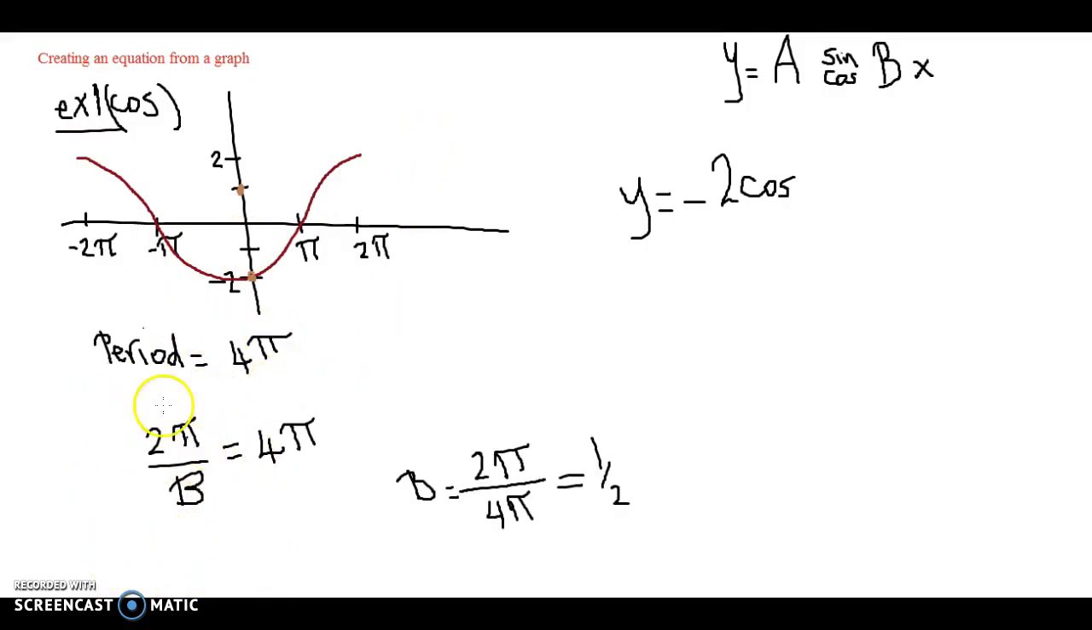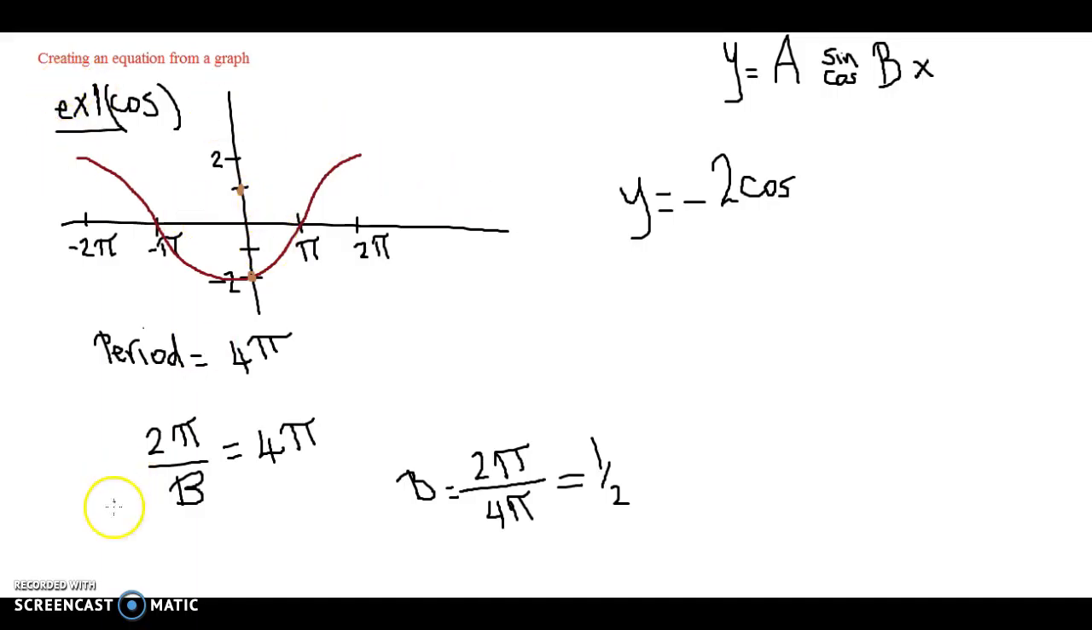So that's the equation for the period. We used it before in the previous example. We say 2 pi over b equals the period, 4 pi. In this case, it's reversed. In the previous example, we actually had b, and we wanted to calculate the period to see what effect b had on the period. In this case, we're observing the period from the graph.